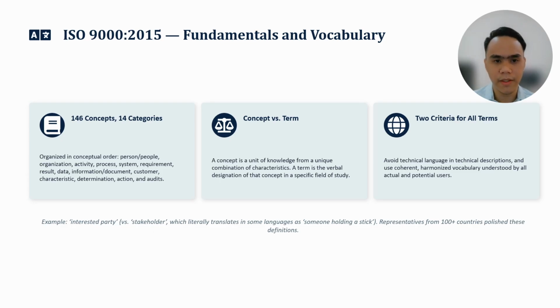The term "interested party," in English, a more common everyday term would be simply "stakeholder." However, in some languages, a literal translation of "stakeholder" comes out as someone holding a stick, obviously not the intended meaning at all. So many conflicts and ambiguities, exactly like this one, have been carefully resolved over the years. Which is precisely why the standard uses the more universally translatable phrase "interested party" instead.